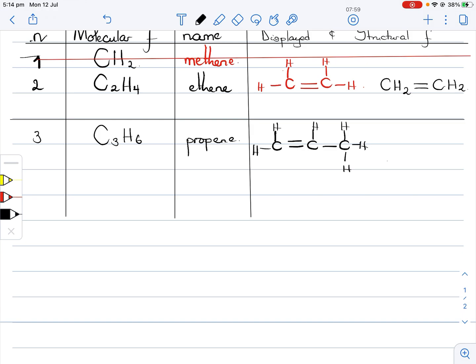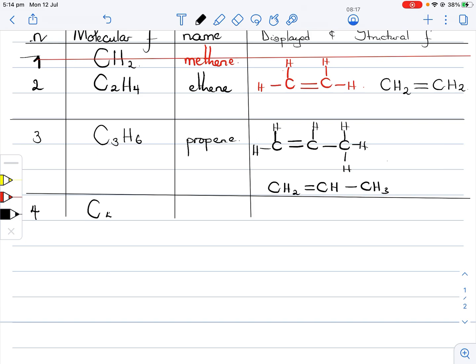And this, as a structural formula, first carbon is a CH2 double bond. The second carbon is just joined to a hydrogen. And then you have a CH3. That is the next alkene, propene. When n is equal to 4, it's going to be C4H8. The prefix is but. So my number 4 is going to be referred to as butene.